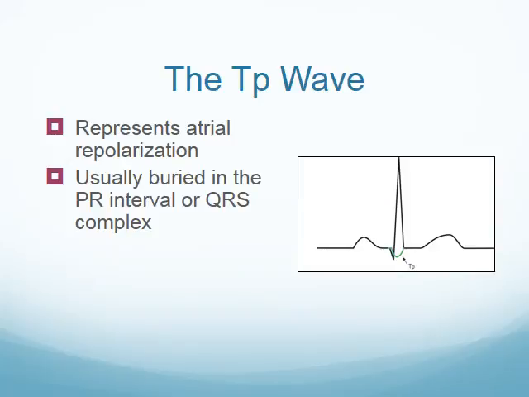The TP wave represents atrial repolarization. You're not going to see it because it's buried by the QRS complex, so it's kind of occurring at the same time. Remember that we see the ventricular repolarization, so obviously the atria also have to repolarize. They have to get back to that normal state. But you're not going to see it because most of the time it's buried under the QRS complex.